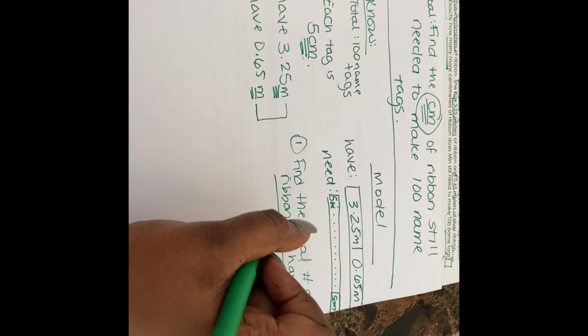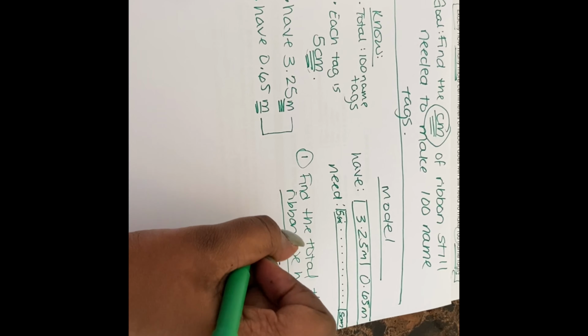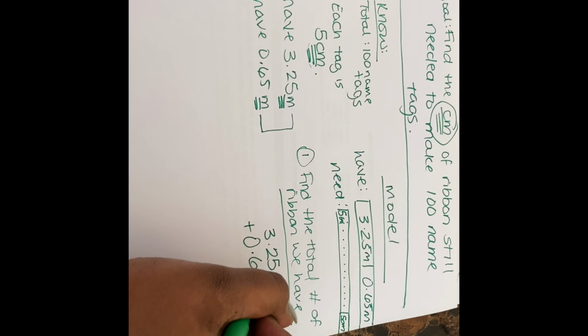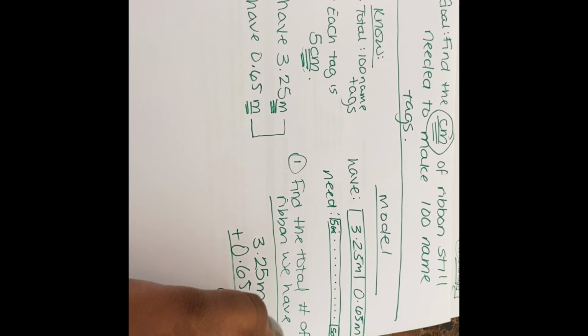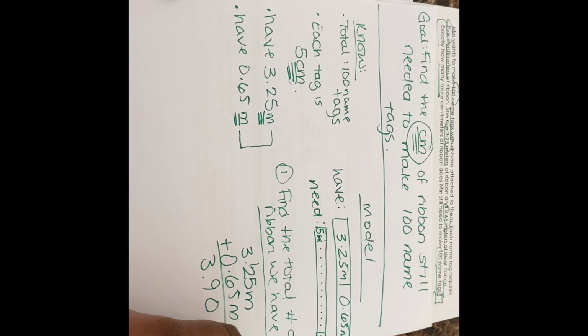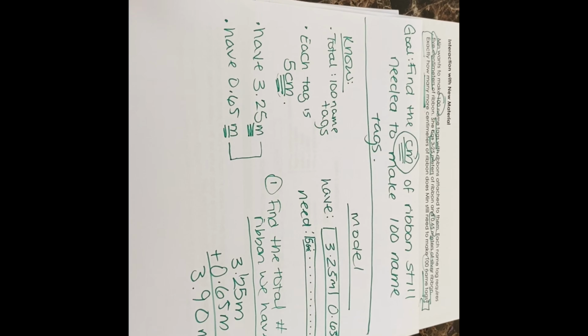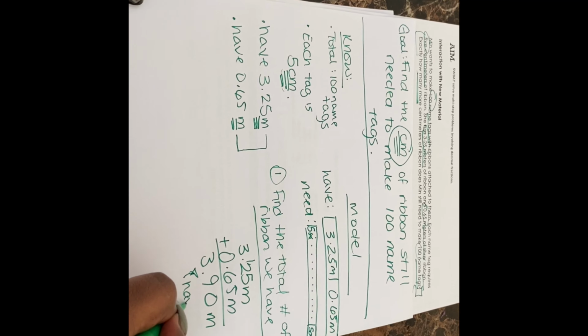Doing that, we're simply going to add our 3.2500 meters to our 6,500 meters. And we got 3.90 meters of ribbon that we currently have. This is how much we have already.